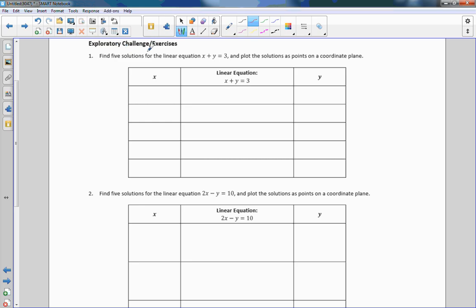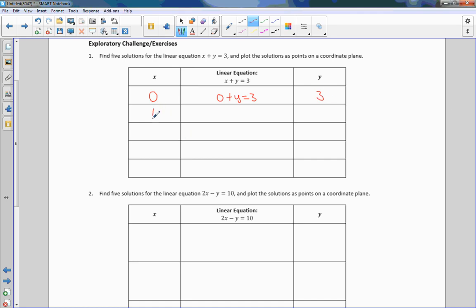So now it says find 5 solutions to this linear equation, and plot the solutions as points on the coordinate plane. So I always like to start with 0. 0 is easy to work with. So if x is 0, 0 plus 3 equals 3. So I would say 0 plus y equals 3 here, and therefore y has to be 3.